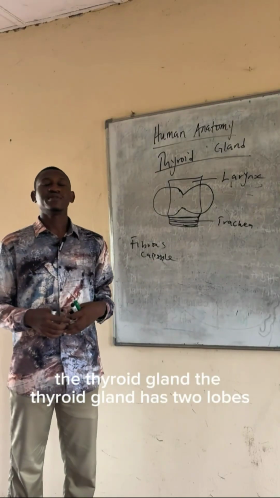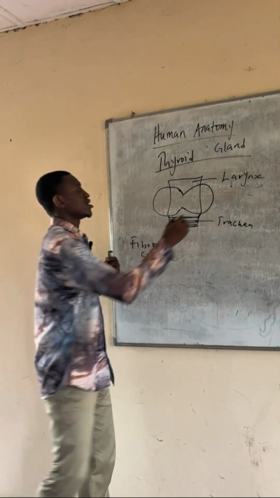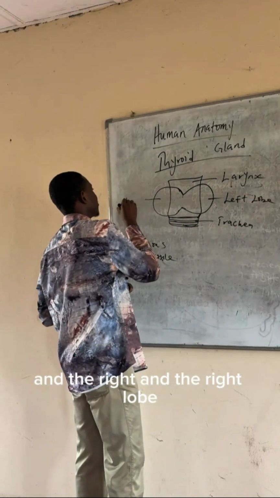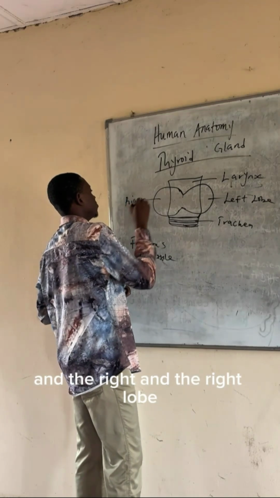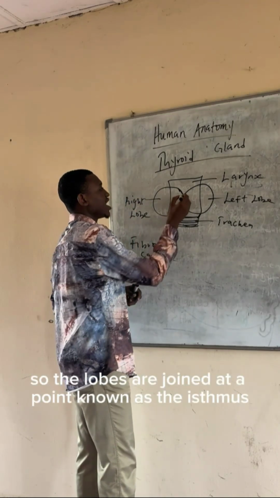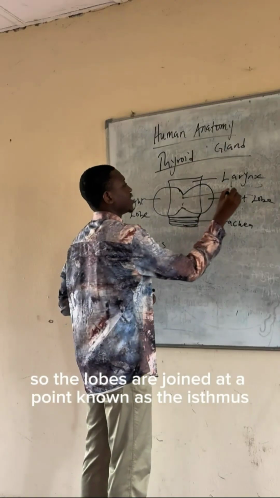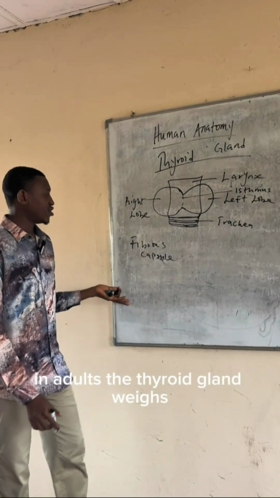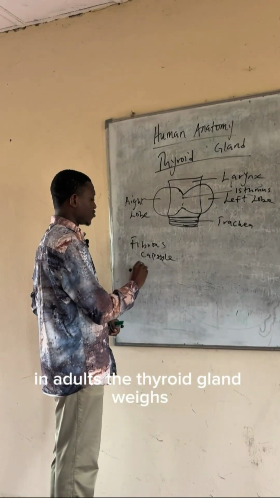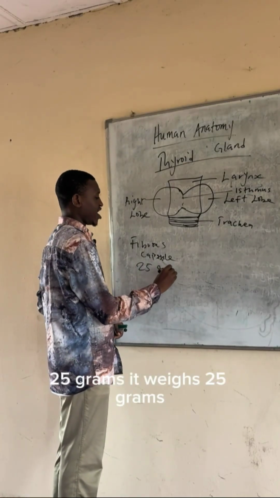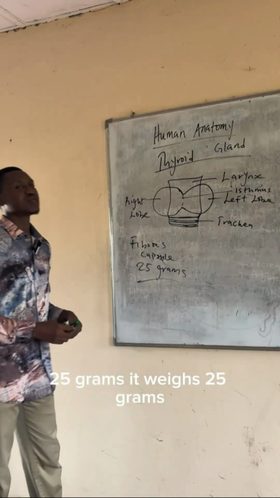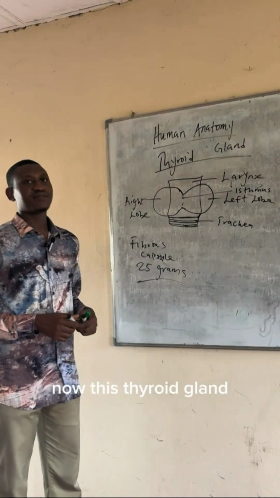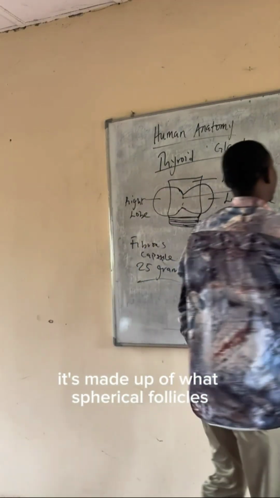The thyroid gland has two lobes. We have the left lobe and the right lobe. The lobes are joined at a point known as the isthmus. In adults, the thyroid gland weighs about 25 grams. Now, this thyroid gland is made up of what?